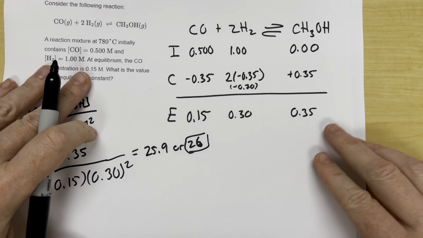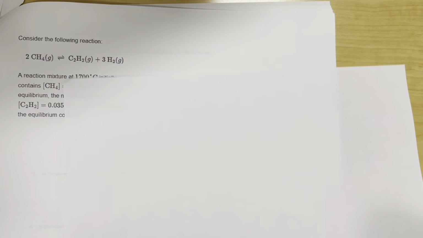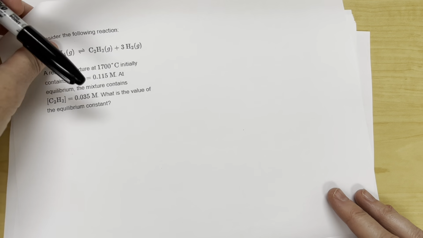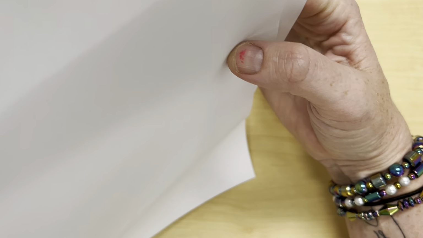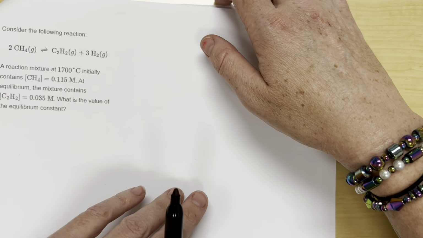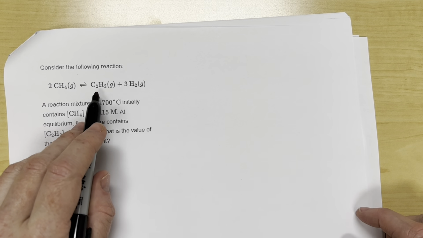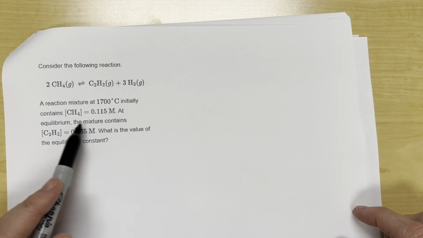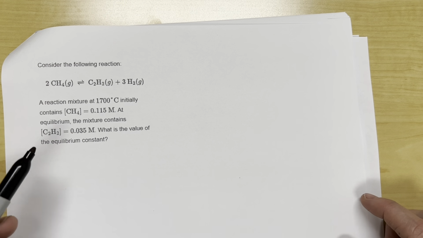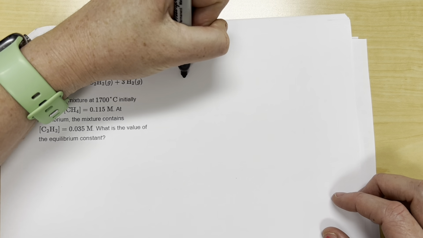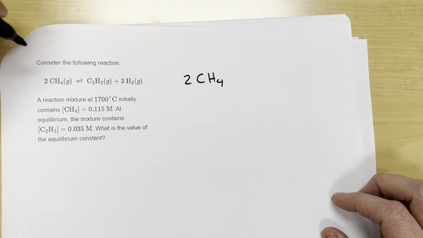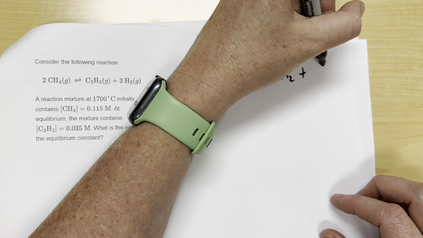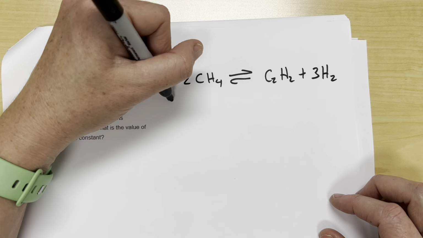All right, let's keep it going. Do this last one here. It says consider the following reaction. Same kind of concept. 2CH4 yielding C2H2 plus 3H2. And then it gives us all this information, and it says initially contains something. When I see the word initial, I see equilibrium, I think ICE table. And so let's do it. We have 2CH4 yielding C2H2 plus 3H2. And we're going to do our ICE.